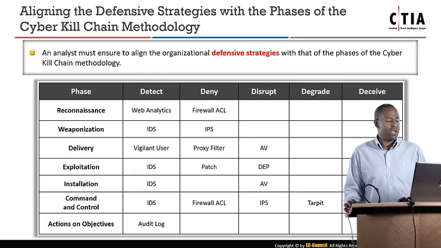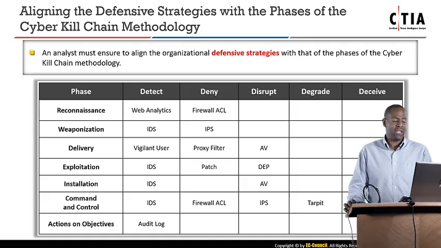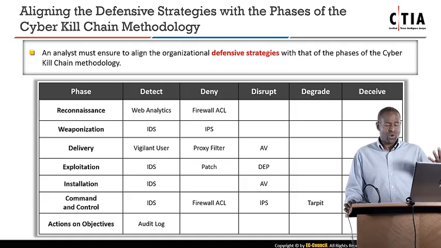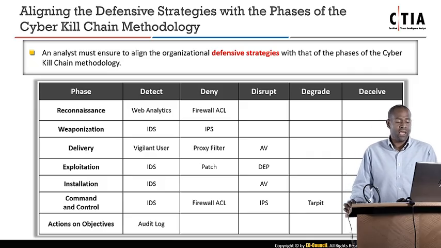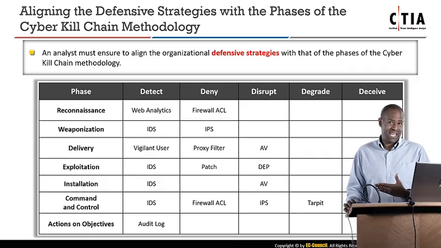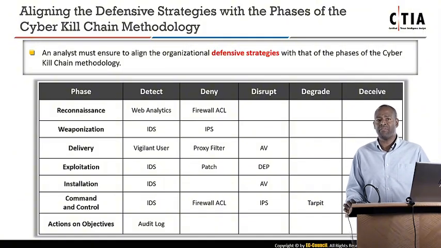So where are we going to detect with reconnaissance? That's going to give us our web analytics. And so with web analytics, we can see what's going on in terms of people scanning the system. That's going to give us part of our reconnaissance. I'm sure you can probably think of some other areas that we can use to detect reconnaissance. And so what we want to do is deny that reconnaissance. And how's that going to happen? Well, with a firewall ACL. With an ACL, we'll be able to look at specific patterns and block them.